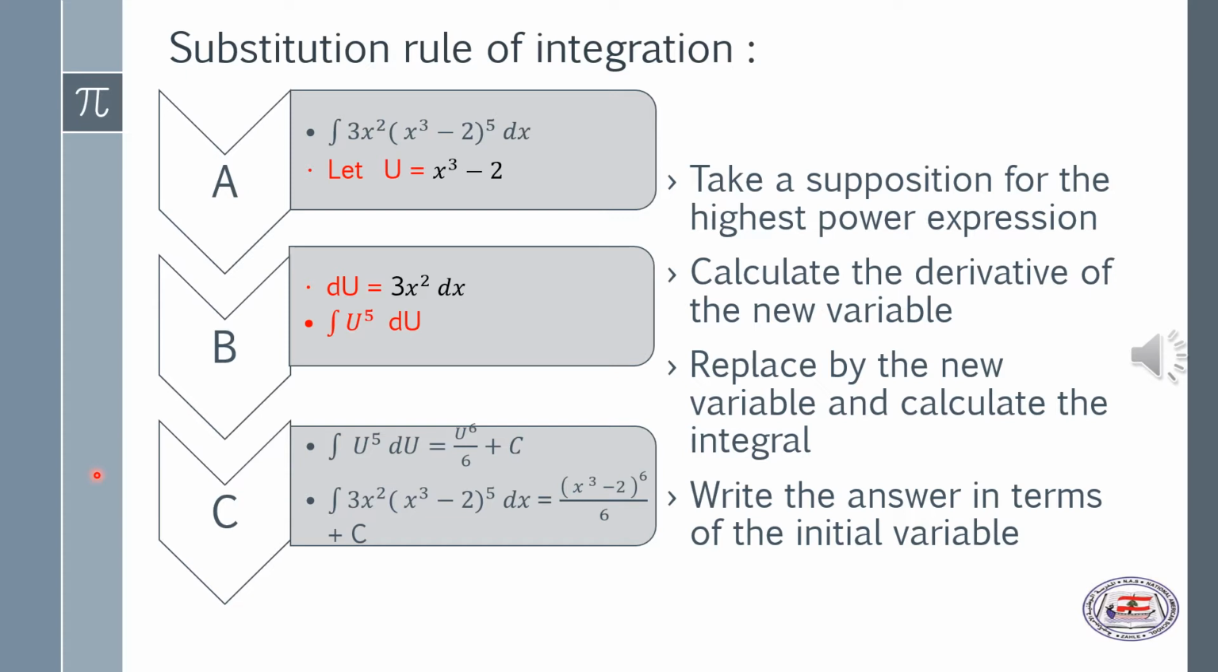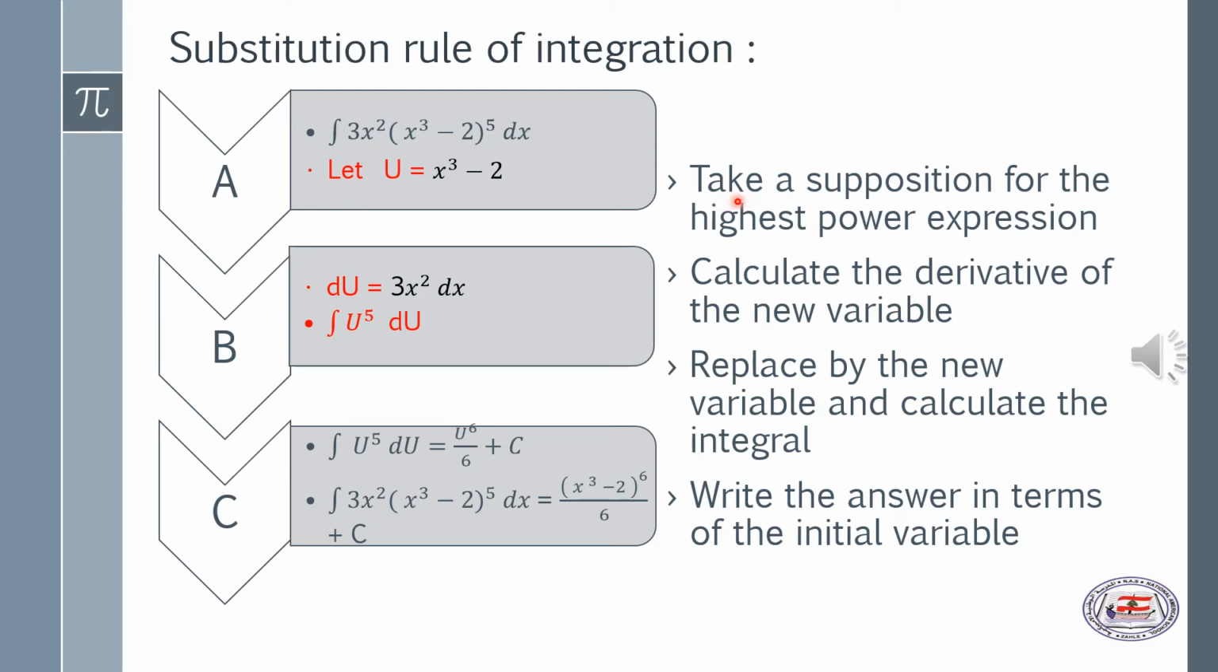As you notice in the example, the integral of 3x squared times (x cubed minus 2) to the power 5 dx, we cannot rewrite this expression in another form, or even distribute it to get a sum of terms. So in such cases, we need to change the variable and use the substitution rule. The main concept of the substitution rule is to change the variable over which we are doing the integration.